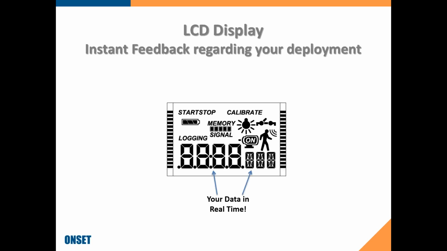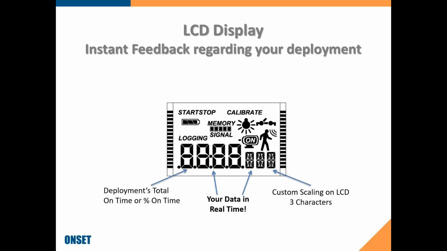The great thing about the LCD screen is you're getting instant feedback regarding your deployment. You're getting your data in real time. You're getting the percentage or the number of time on/off, depending on how you set it up. You can scale a sensor in here, depending on the type of data logger you're using. You have icons placed on the LCD screen for, say, light and occupancy, motor on/off, lights on, lights off, state logging. There's a lot of great features right on the LCD screen itself.